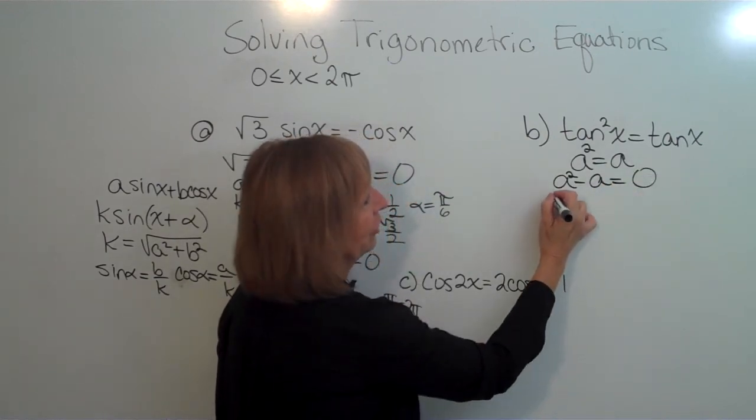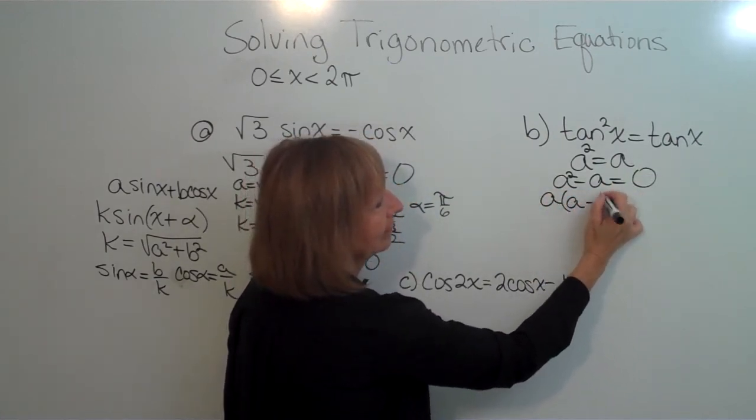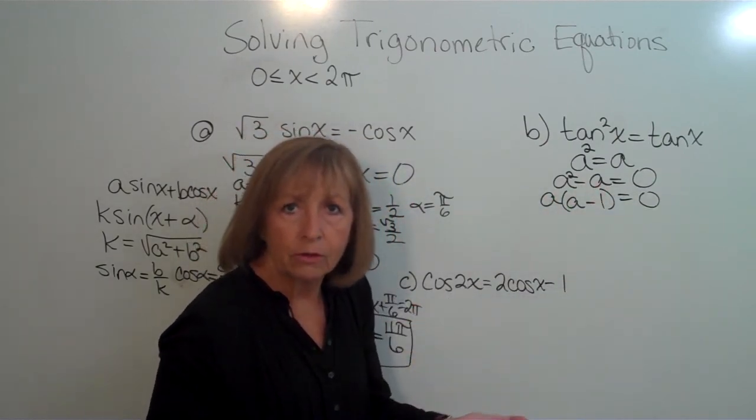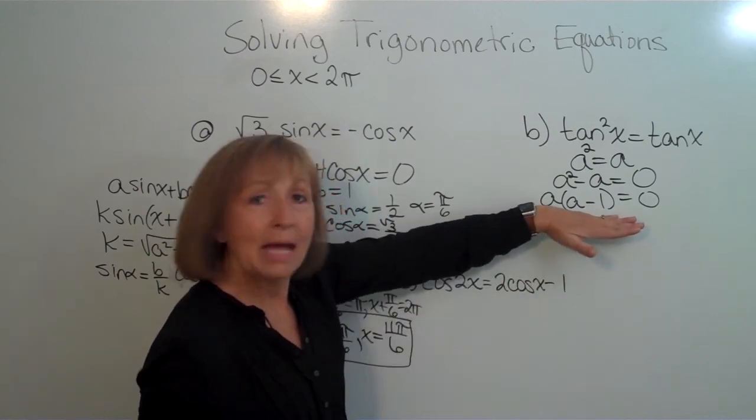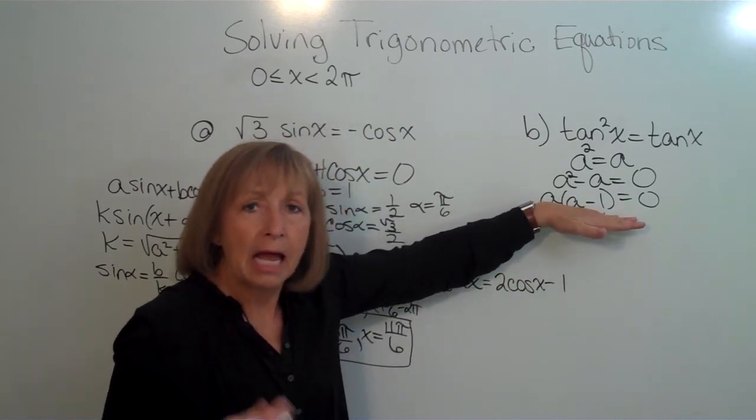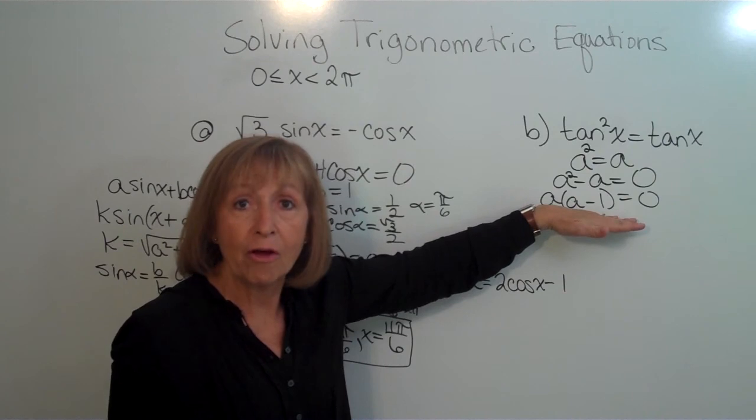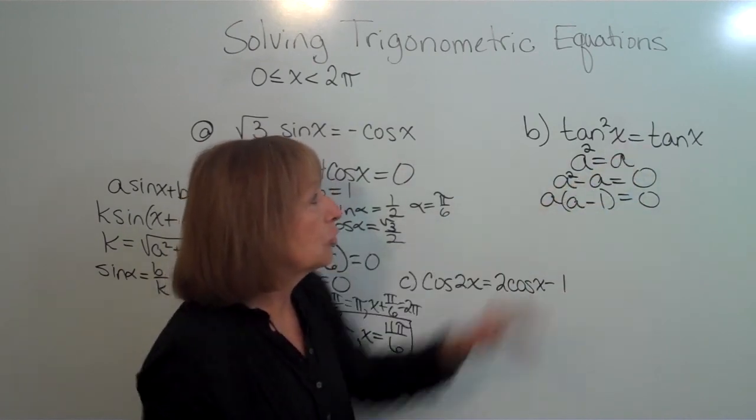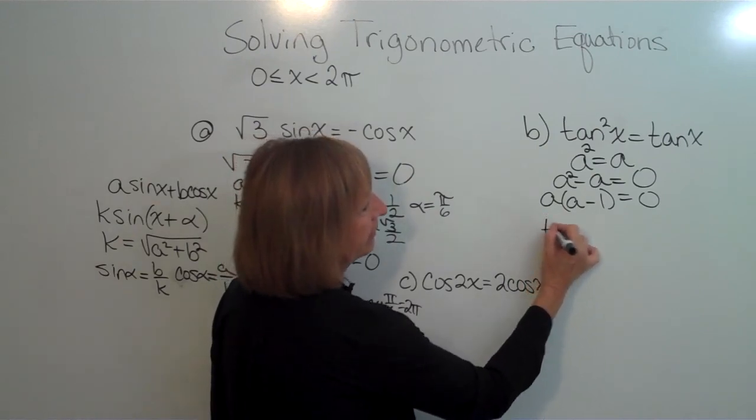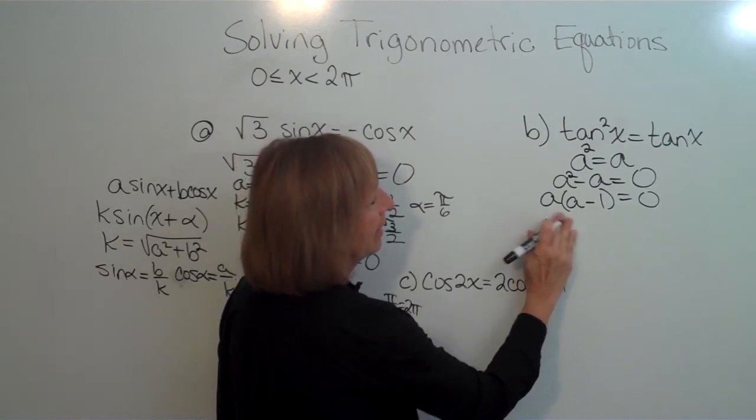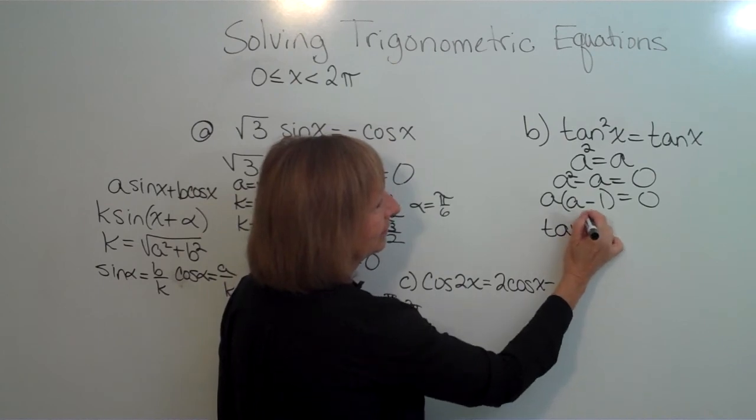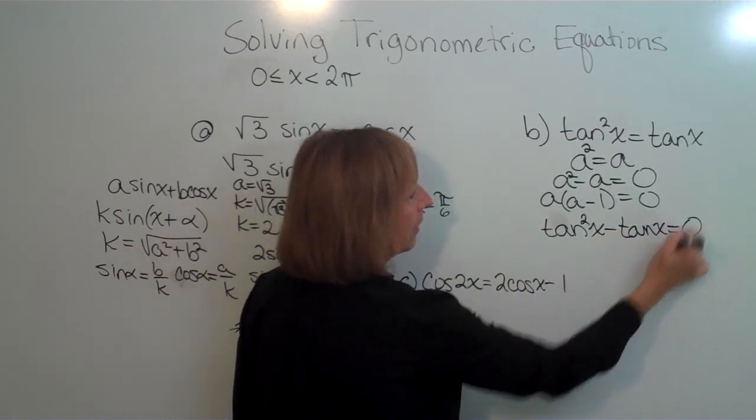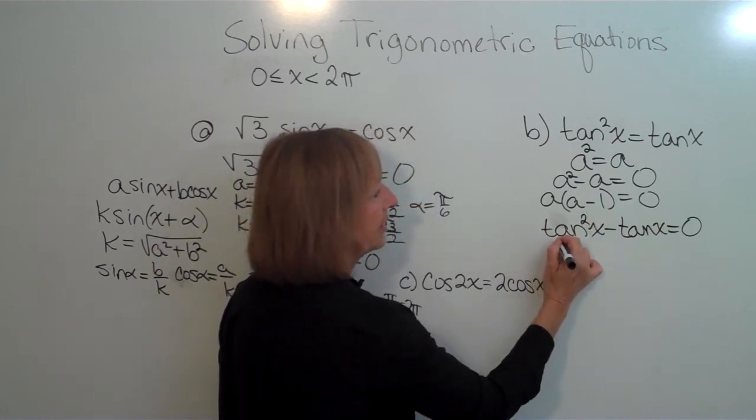and then factor, and then we would set each factor equal to 0 and solve. But I'm going to stop at the algebraic part right here because I'm really interested in doing this pattern of thought on the trig equation. So we're going to subtract the tan x from both sides. So I'll have tangent squared x minus tangent x is equal to 0. We're going to factor out the tangent x.